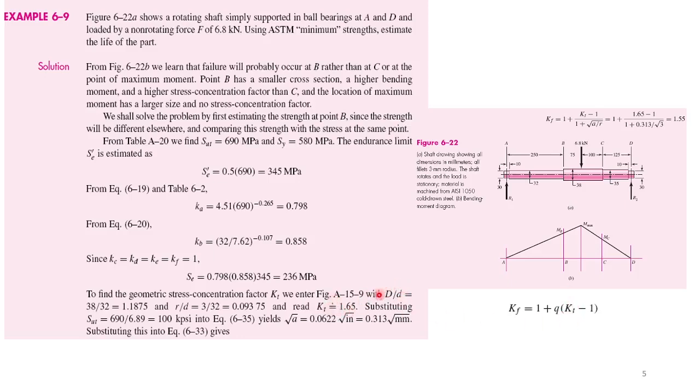Remember, capital D to small d and R to small d. From the chart, you will be able to get the value of KT, which is 1.65. After that I will go to the chart for the notch sensitivity Q and calculate the KF. Okay? Here KF is calculated using the Neuber equation, which we cancelled earlier.